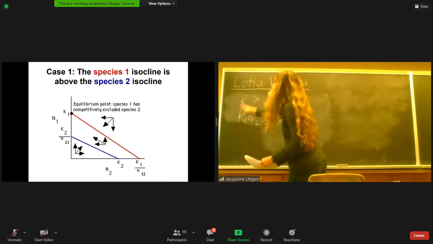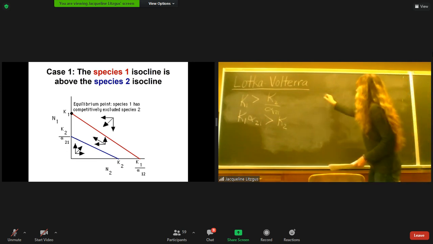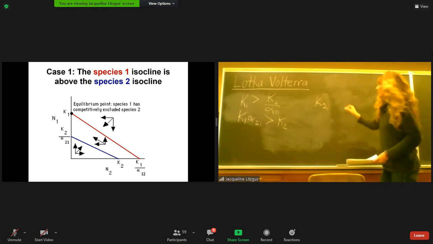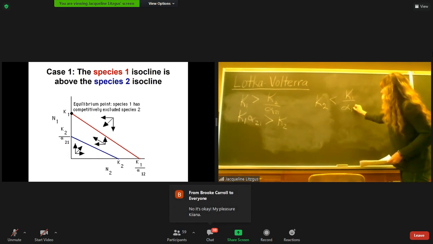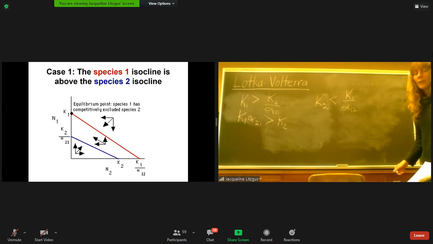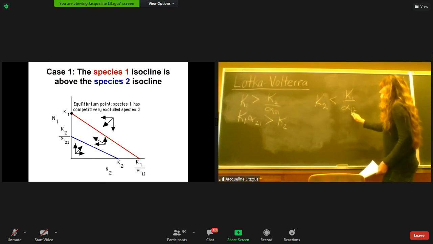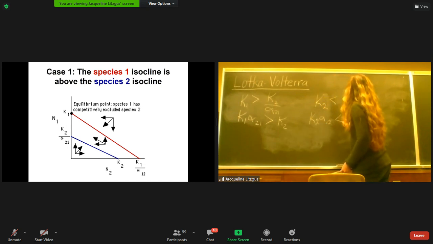So this was the N1 axis. Now we'll look at what's happening on the N2 axis. The K2 value is less than the K1 over alpha 1-2 value. That's just what's going on on that N2 axis: K2 is a smaller value than K1 over alpha 1-2. Because we're talking about the population of species 2, we want to get all the species 2 parts together, so we multiply both sides of the inequality by alpha 1-2. Now we've got K2 alpha 1-2 is less than K1.